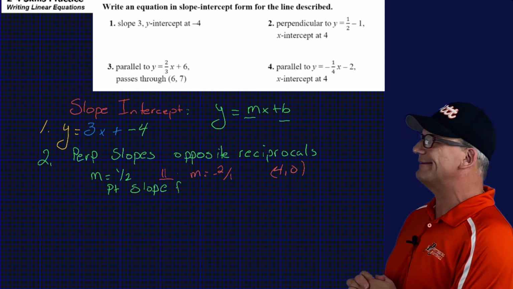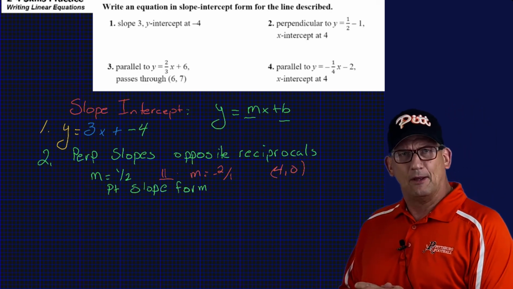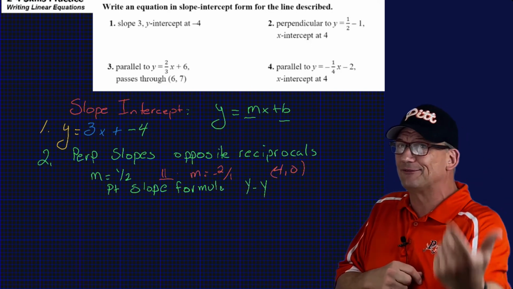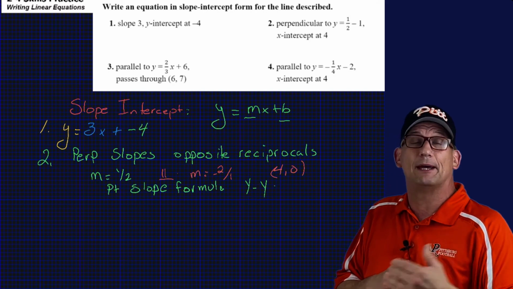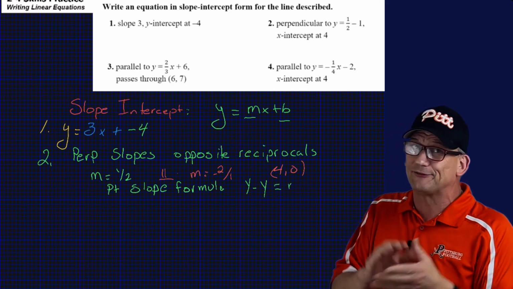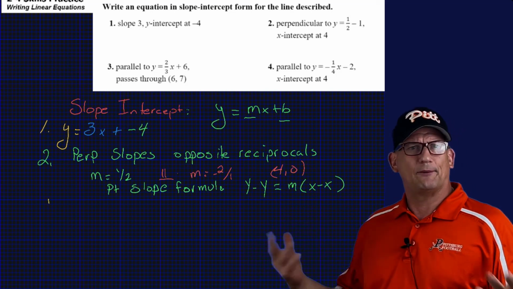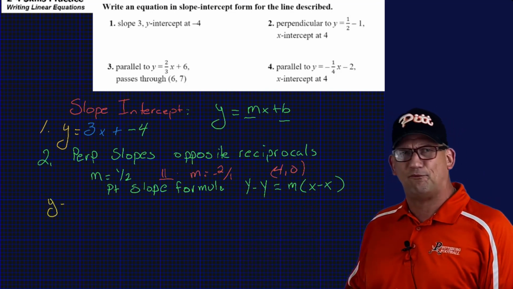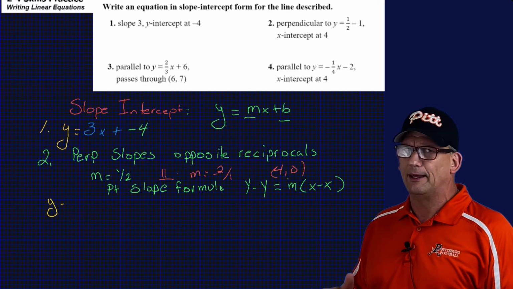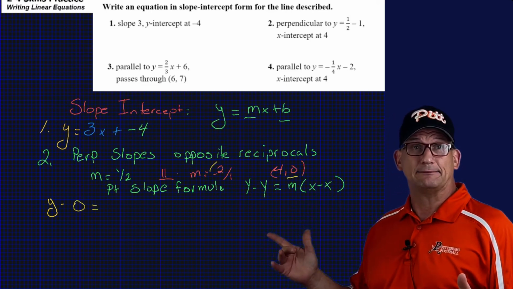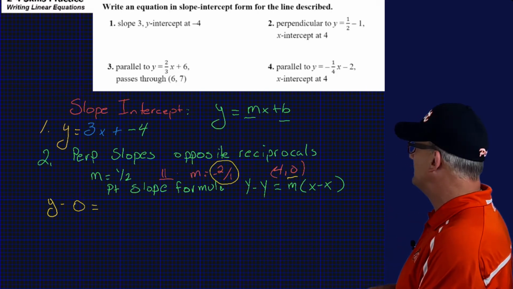They give us the x-intercept at 4. So that's really the point 4, 0. Even though they don't tell you 4, 0, they expect you to be able to make the connection. Since it's an intercept, it's 4, 0. Now you have what you need. You're going to substitute it into the point-slope formula, which is y minus y1 equals m in parentheses x minus x1, right? So let's go ahead and do that.